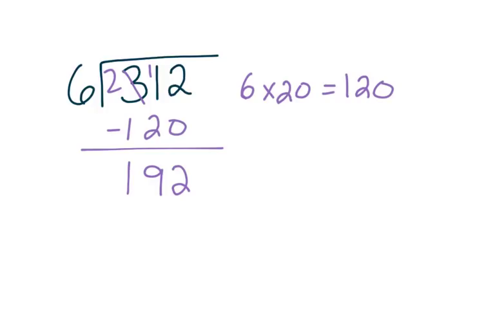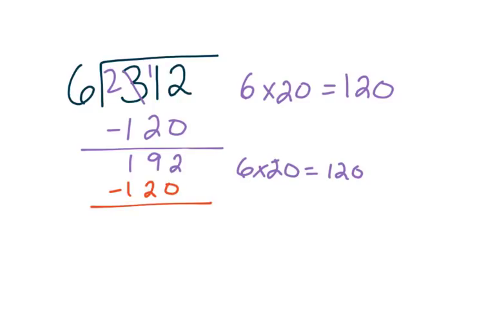Well, my 120 there, I can take away another 120. Nothing's going to stop me from doing that. So I'm going to multiply 6 times 20 again, and that gives me another 120. So I'm going to subtract another 120. And when I do that, I'm left with 72. 72 is still pretty big, but I do know that 6 times 10 gets me 60, and that's pretty close to 72. So now I can subtract 60, and I'm left with 12.